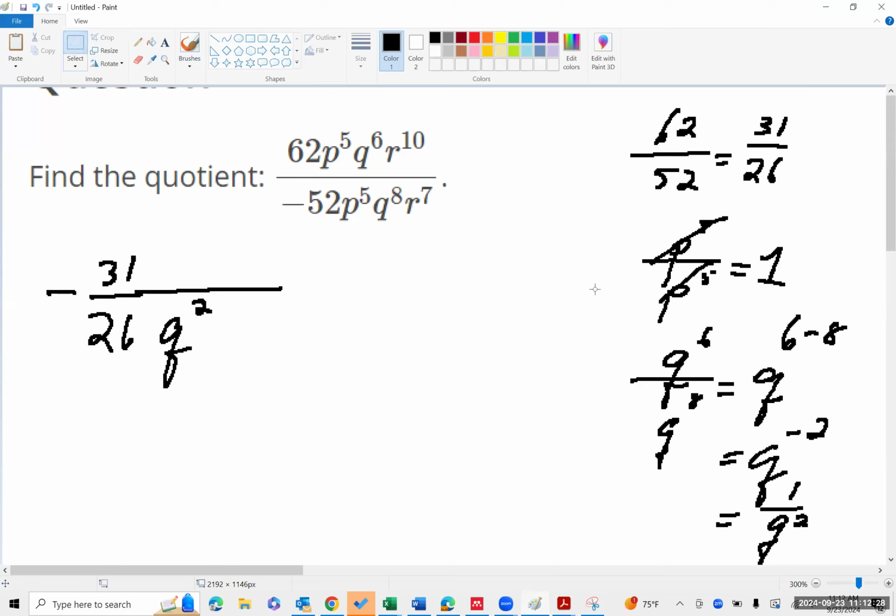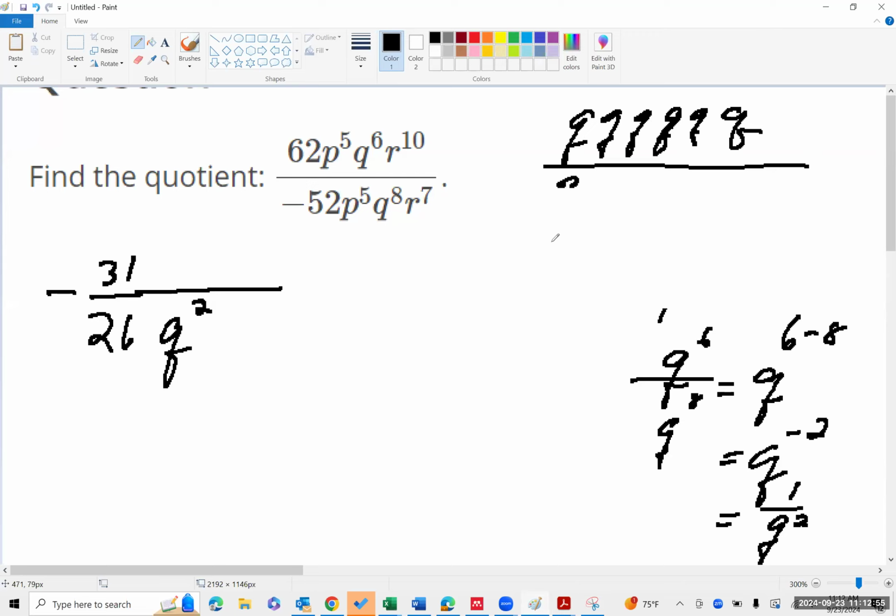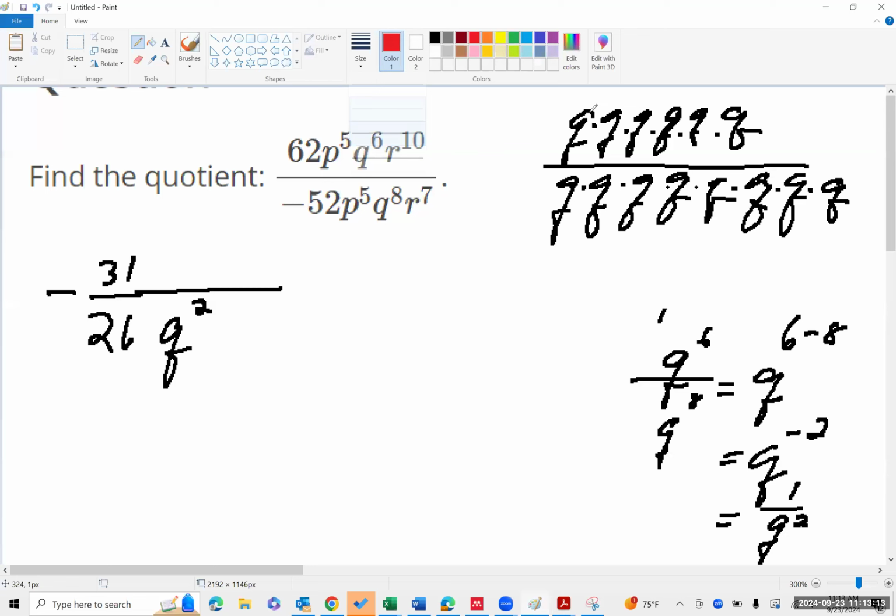Some of you may want what I think is a more simple way to do this. Q to the six is q times q times q times q times q times one more. Q to the eight is 1, 2, 3, 4, 5, 6, 7, 8, and we're multiplying all these. And you could say, well, look, we can cancel these. And what we're left with is two q's in the denominator. So hence q squared in the denominator. Both of those approaches are valid.